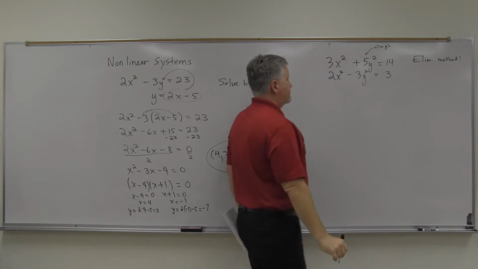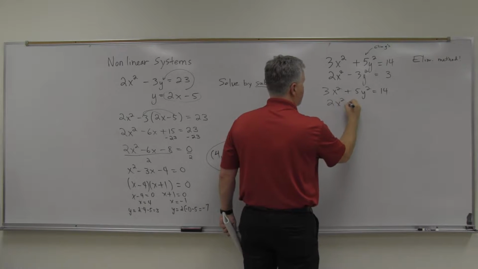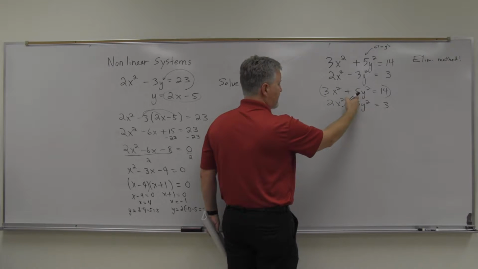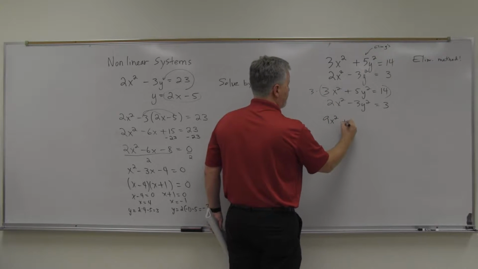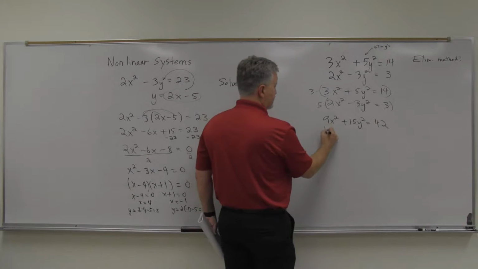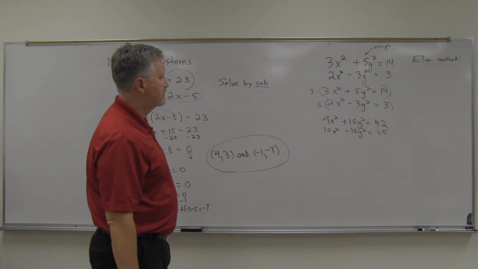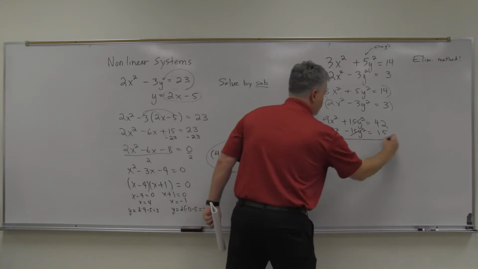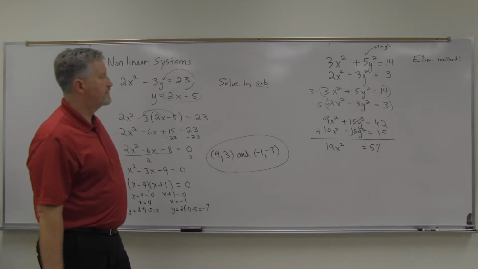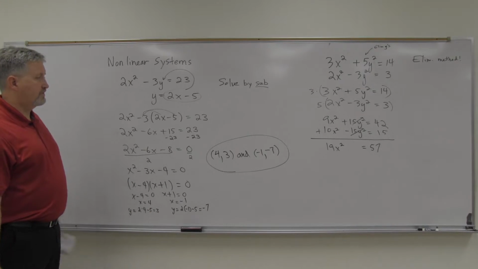y squared. So I'd multiply, let's rewrite it here. So the top equation, I would need to make them both 15. So I'd multiply the top equation by 3, make it 9x squared plus 15y squared is 42. And then the bottom equation multiplied by 5, make it 10x squared minus 15y squared equals 15. Then the y's will eliminate. I'll have 19x squared equals 57. Right? Is that okay?